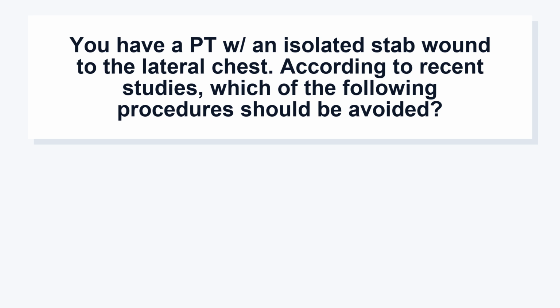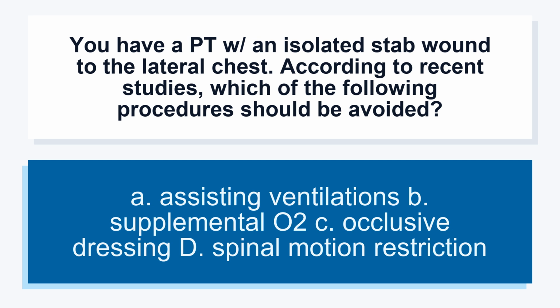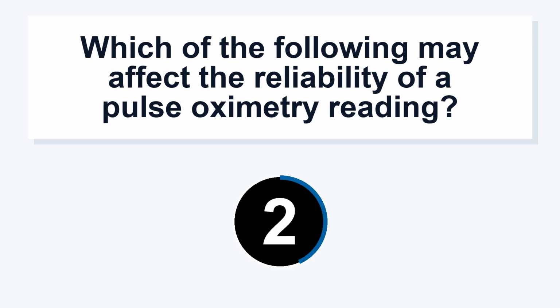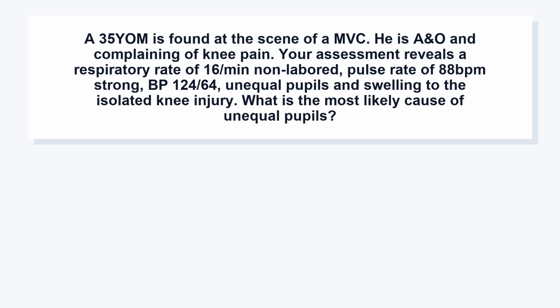You have a patient with an isolated stab wound to the lateral chest. According to recent studies, which of the following procedures should be avoided? A. Assisting ventilations. B. Supplemental O2. C. Occlusive dressing. D. Spinal motion restriction. Which of the following may affect the reliability of a pulse oximetry reading? A. Cyanide poisoning. B. High ambient light. C. Carbon monoxide poisoning. D. All of the above.